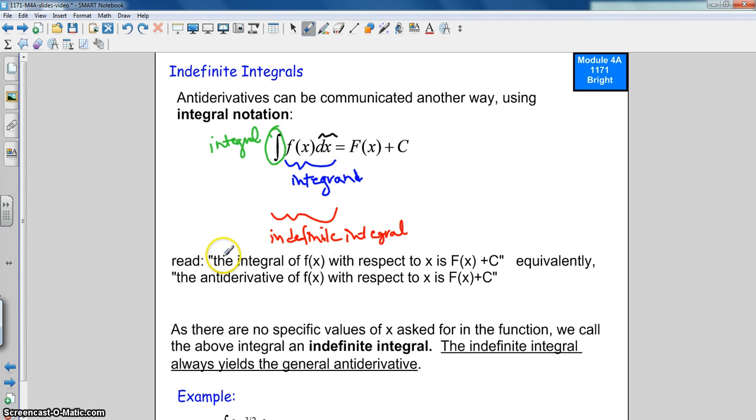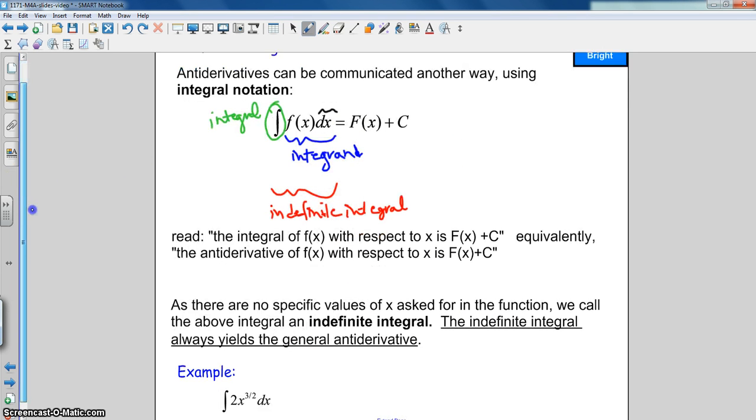And so this is read: the integral of f of x with respect to x is capital F of x plus c, and then you can also say the antiderivative. This indefinite integral will always result in the general antiderivative, and this we call the general antiderivative.